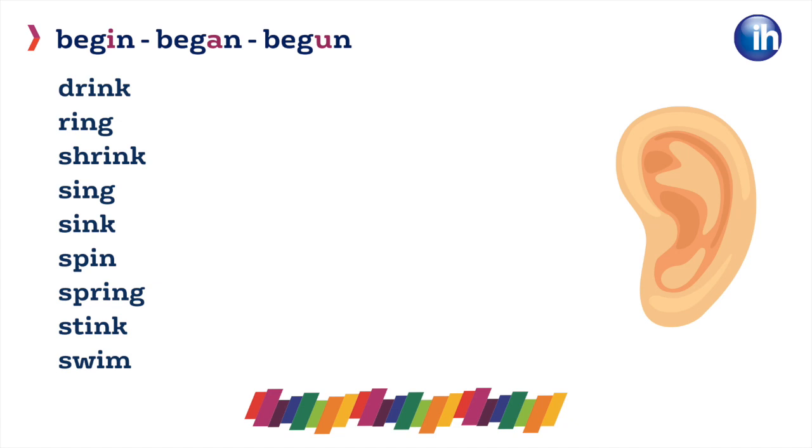So how did that go again? Begin, began, begun? Oh yeah, then it's drink, drank, drunk, ring, rang, rung, shrink, shrank, shrunk, sing, sang, sung, sink, sank, sunk, spin, span, spun, spring, sprang, sprung, stink, stank, stunk, and swim, swam, swum. This is looking at the verb conjugations as more of a vocabulary exercise than per se a grammar exercise. And it's really meant, as I said before, to stick in the ear.